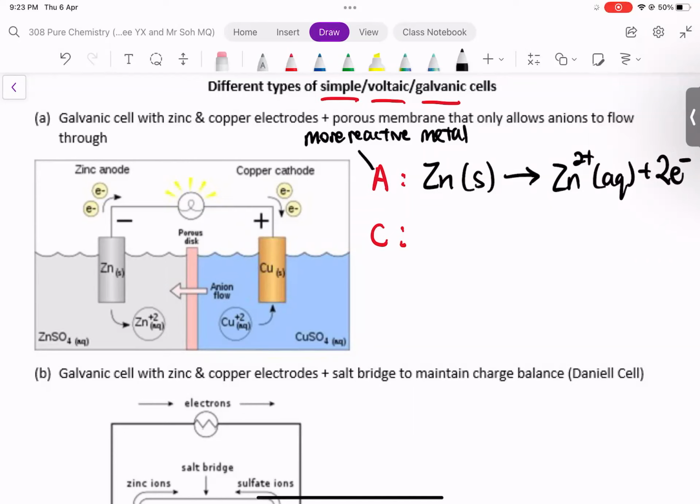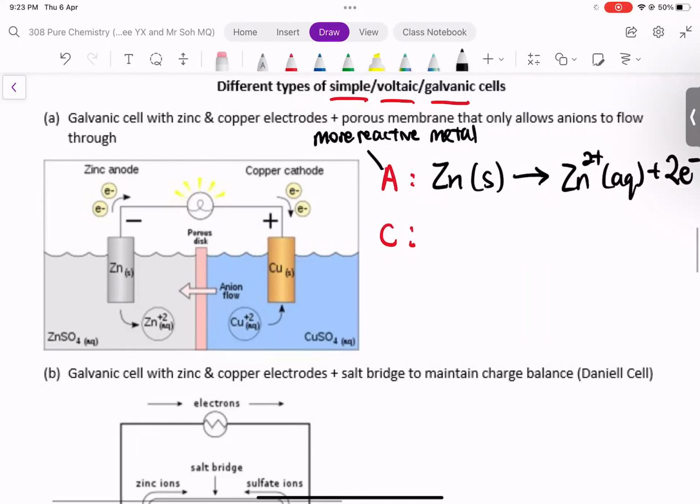Now, the anode in this case is quite straightforward, right? But if you recall when Mr. So taught you electrolysis, I also taught you should probably write down the ions present, right? This also applies to any electric cell. Whenever you deal with electric cells, you should make it a habit to write down what the ions present are. So in this case, you have zinc sulfate, so Zn2+, SO4 2-. On the right-hand side, you have Cu2+, SO4 2-, because it's copper sulfate.